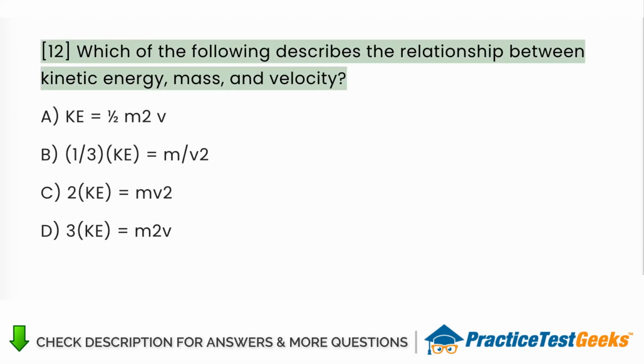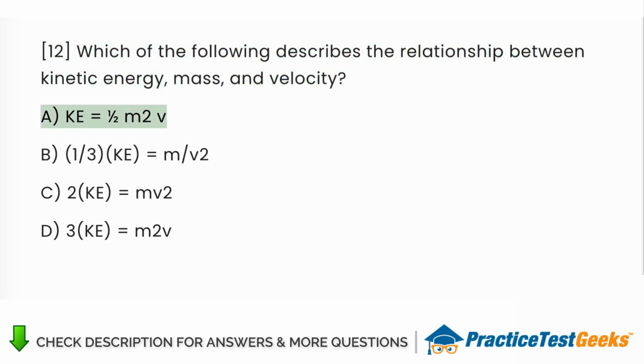Which of the following describes the relationship between kinetic energy, mass, and velocity? A. KE equals half a square meter v. B. KE equals mv². C. KE equals ½mv². D. KE equals m²v.